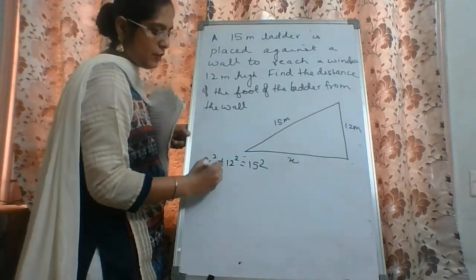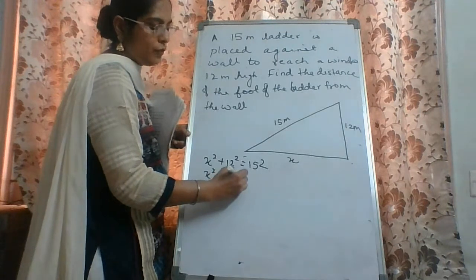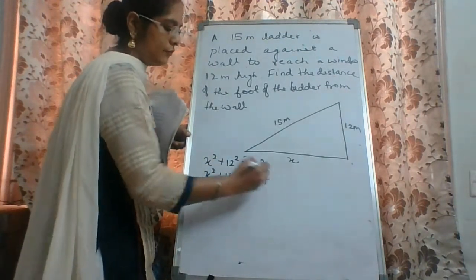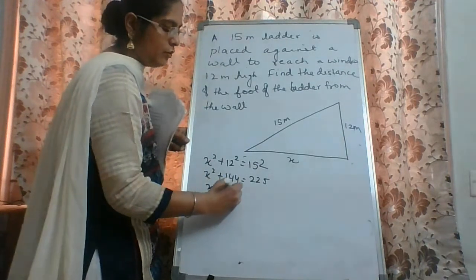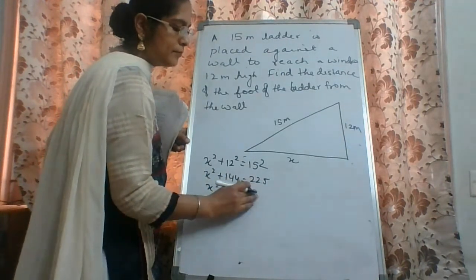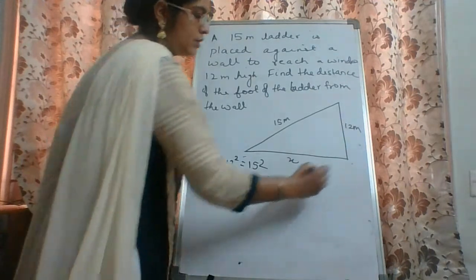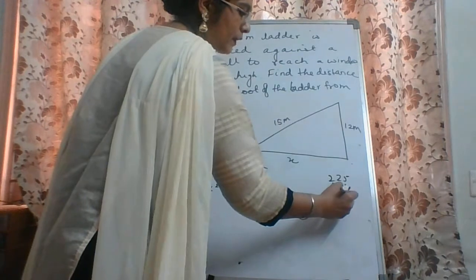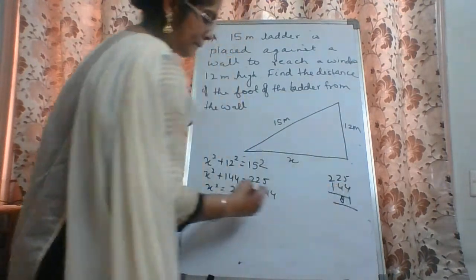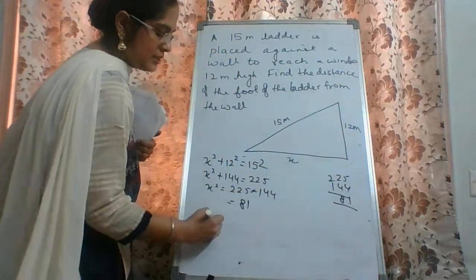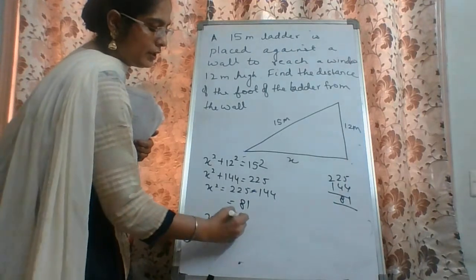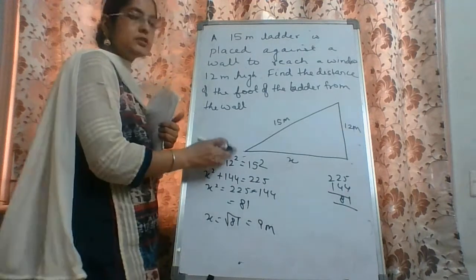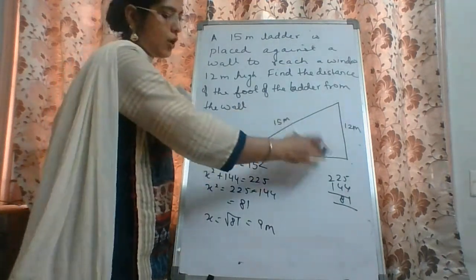That means x square plus 144, as 12 square is 144. 15 square is 225. What is x square equal to? 225 minus 144. So x is equal to root of 81, which is equal to 9 meters. So the distance of the foot of the ladder to the wall is 9 meters.